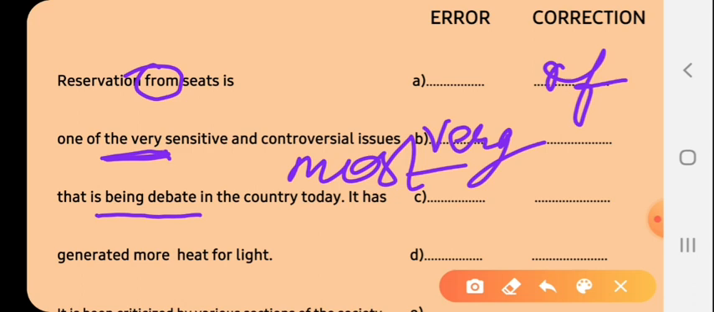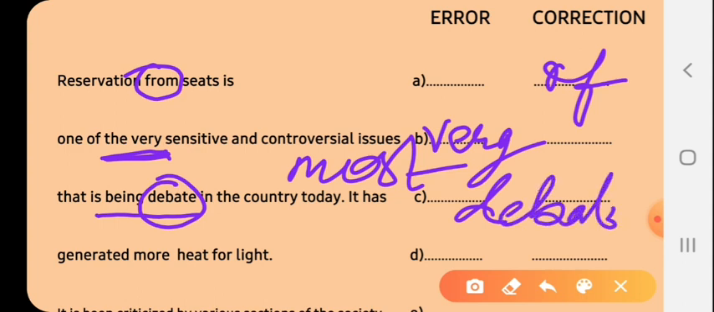Being, is being, had been, these are used in passive voice, and then after comes the third form of the verb, the past participle. So what is the correction here? Debated. Wrong is debate and correction is debated.